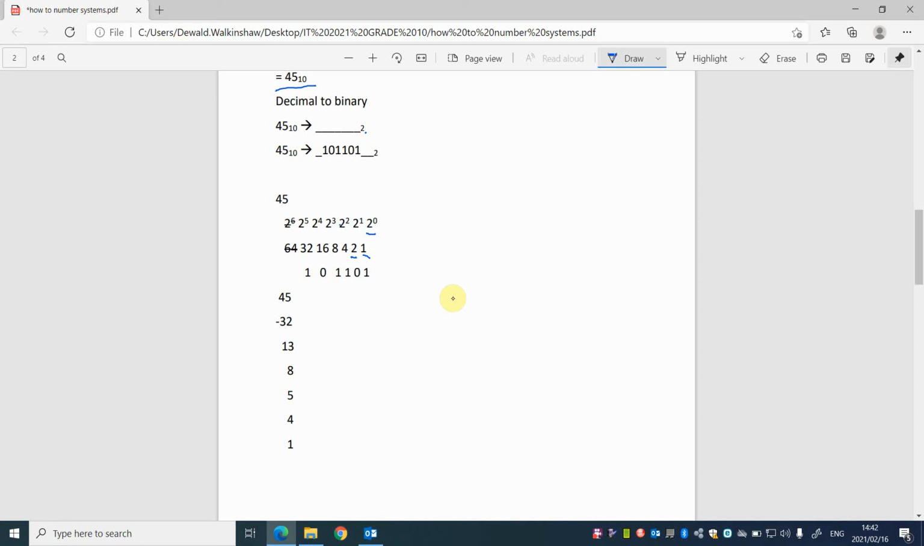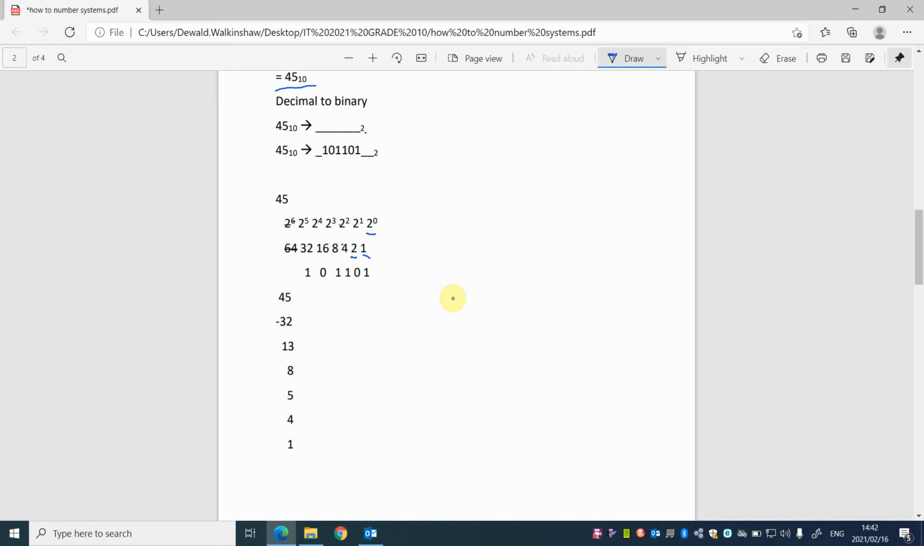2 to the power of 2 equals 4. Is 4 greater than 45? No, it is not. Then 2 to the power of 3 is 8. Is 8 greater than 45? No, it's not. Then 2 to the power of 4 is 16. Is 16 greater than 45? No, it's not. 2 to the power of 5 equals 32. Is 32 greater than 45? No, it's not. And then we get to 2 to the power of 6 equals 64. Then you ask yourself, is 64 greater than 45?